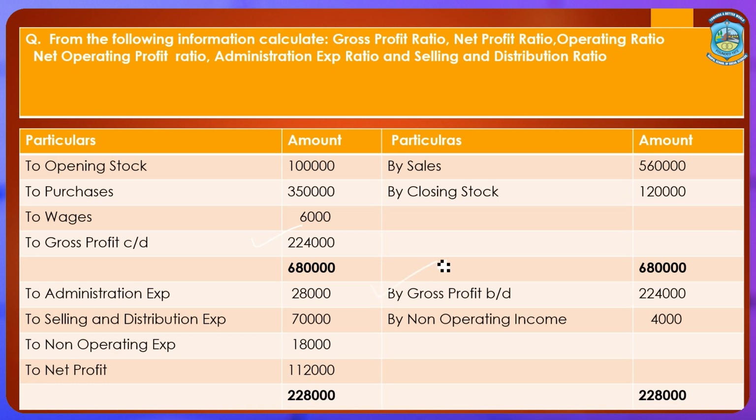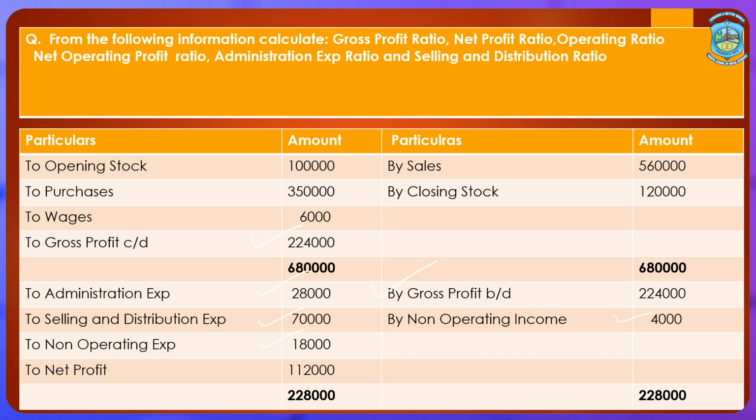So, in the credit side of profit and loss, they have given by balance brought down 2,24,000, that is gross profit brought down. In the debit side, they have given us few expenses. If you could see in the debit side, administrative expenses 28,000, selling and distribution expenses is 70,000, non-operating expenses they have given it is 18,000, and in the credit side we have non-operating income amounting to rupees 4,000.